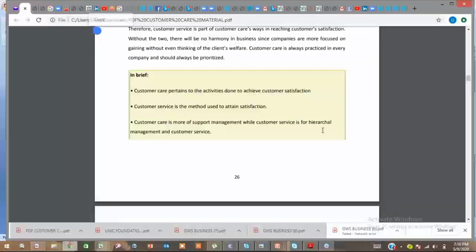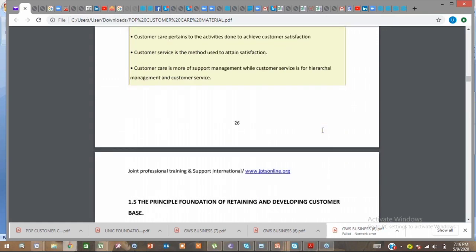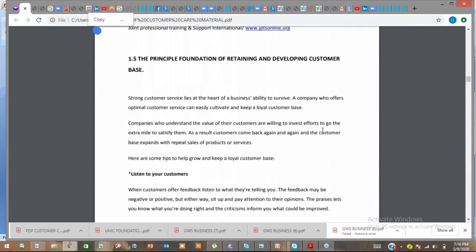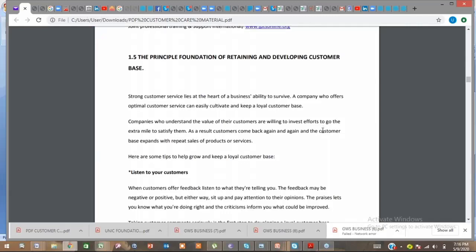In brief, customer care attends to activities done to achieve customer satisfaction. Customer service is the method used to attain satisfaction. Customer care is more of support management, while customer service is hierarchical management. You should understand that.